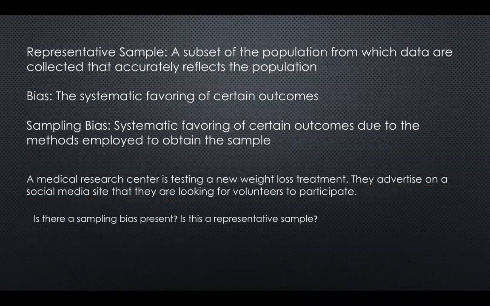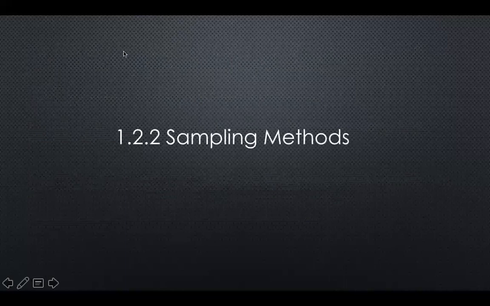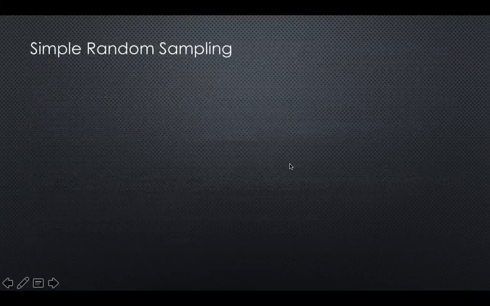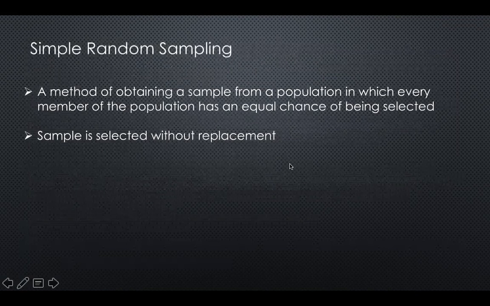So next, sampling methods. So first is simple random sampling, which is a method of obtaining a sample from a population in which every member of the population has an equal chance of being selected. So before, as we were talking about the social media bias, if you're only advertising on social media, not every single person in the population has an equal chance of being selected because, as we all know, hopefully not everybody in the world has social media.